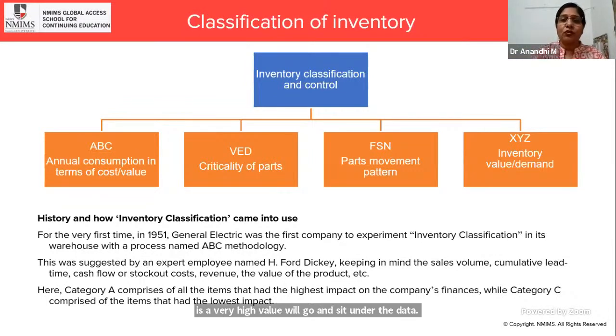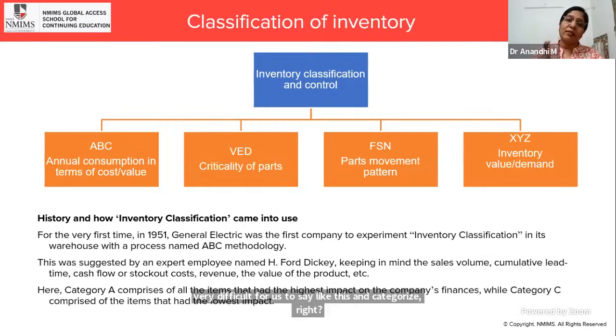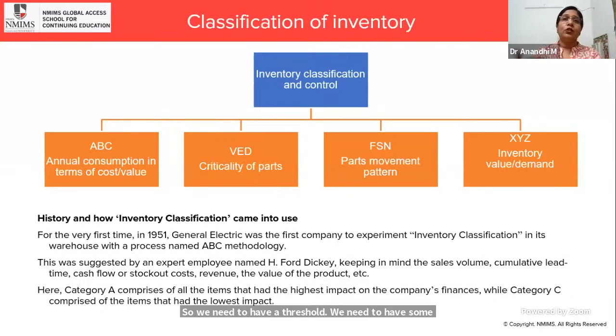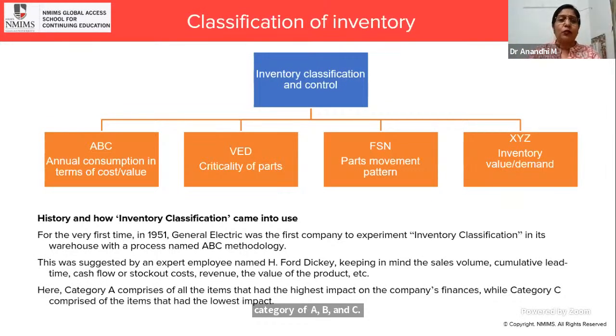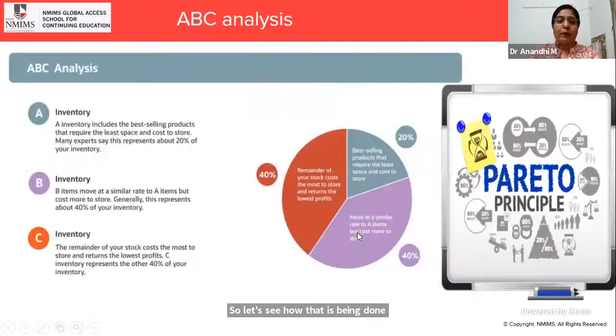But verbally, it is very difficult for us to say like this and categorize, right? So we need to have a threshold. We need to have some classification mechanism to put them under the respective category of A, B, and C. So let's see how that is being done. So we'll come to VED, FSN, and XYZ later. Let us go one by one.